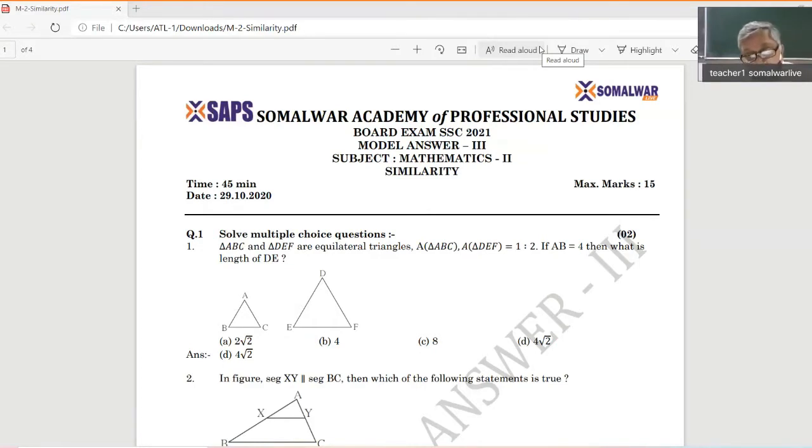If we are talking about the area, the theorem regarding area is: area of triangle ABC upon area of triangle DEF is always equal to the ratio of the side squares, that is AB square upon DE square. Area of triangle ABC upon area of triangle DEF is equal to 1 upon 2, it is given. So 1 upon 2 is equal to AB square upon DE square, which means 16 upon DE square. By cross multiplication, we get the answer, that is 4 root 2. The correct answer is 4 root 2.